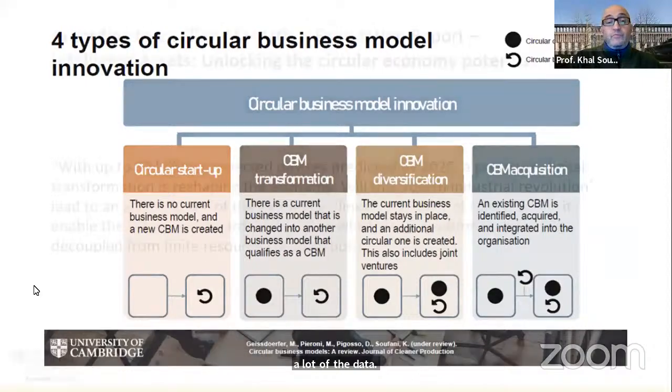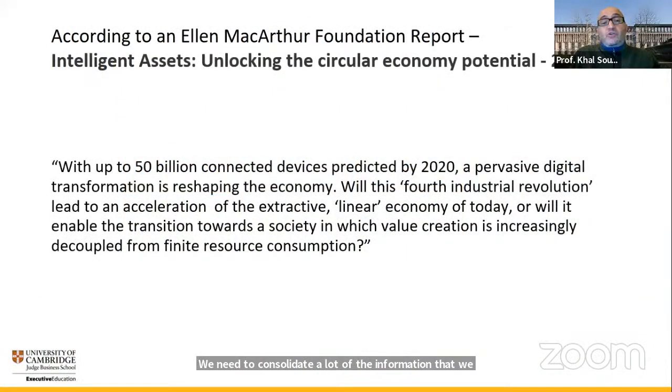So, according to an Ellen MacArthur Foundation report, which is a very interesting report about intelligent assets and about unlocking the circular economy potential, the report was written in 2016.